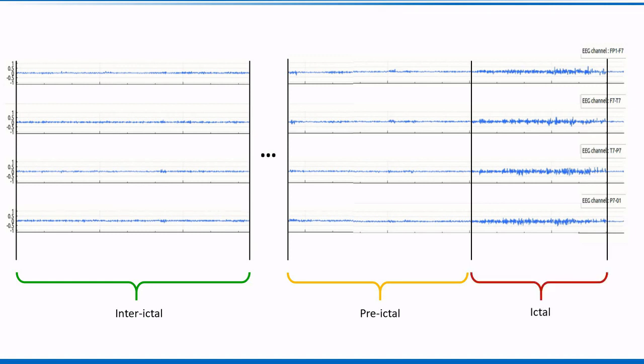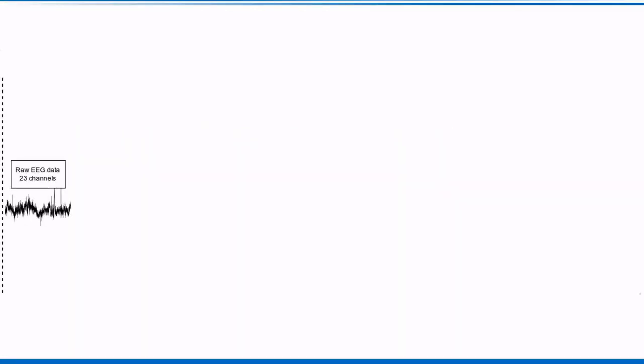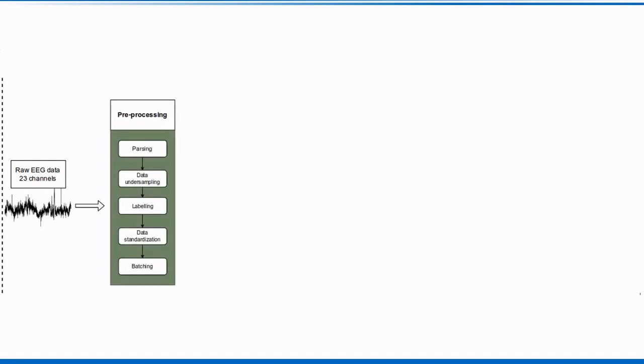The data is fetched from a public database with the EEG recordings of pediatric patients diagnosed with epilepsy. And these recordings were sampled at 256 Hz with 23 channels in parallel. Firstly, some pre-processing steps are applied to the data. After the parsing of the EEG recording files and the summary files containing the start and stop times of seizures, the data is undersampled, labeled according to the corresponding classes, and finally standardized statistically using mean and standard deviation. The sequences are also cut into batches of time steps to prepare for the training algorithm.